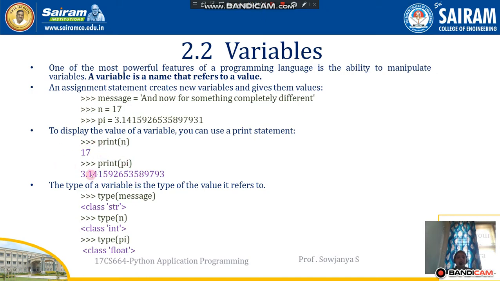The type of a variable is the type of the value it refers to. When you want to find the type of message, obviously the value is a string, because the value is mentioned within quotes. So type of message is string. Type of n is integer, and type of pi is floating point, because we have a decimal number.